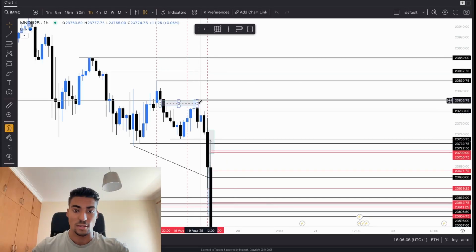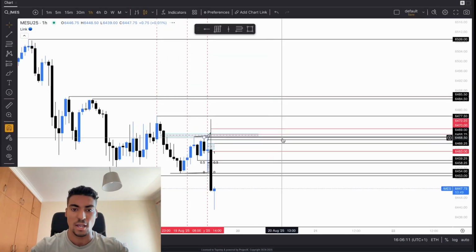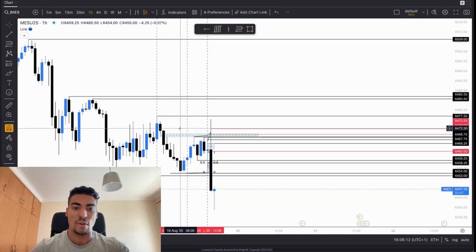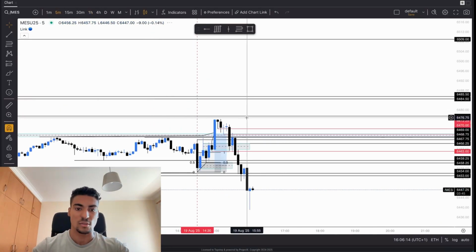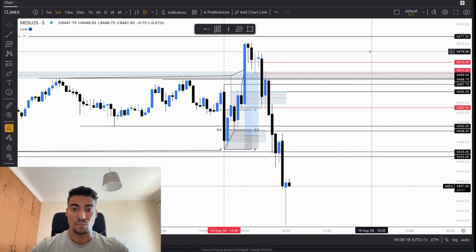It will not want these 1 hour highs. Why? Because they were already swept on ES. So it's no longer a valid draw on liquidity, because we have already swept them on ES. That was pretty much it.